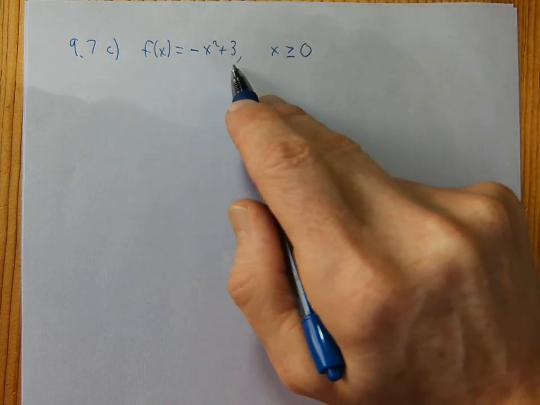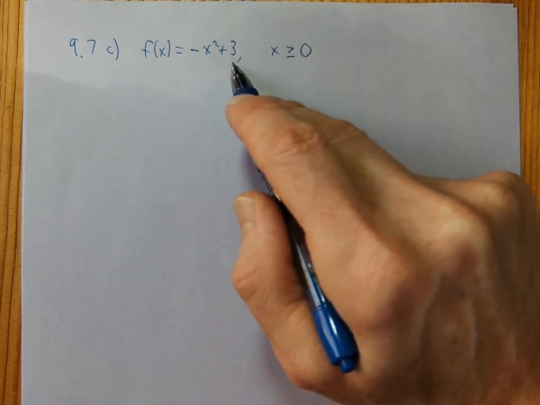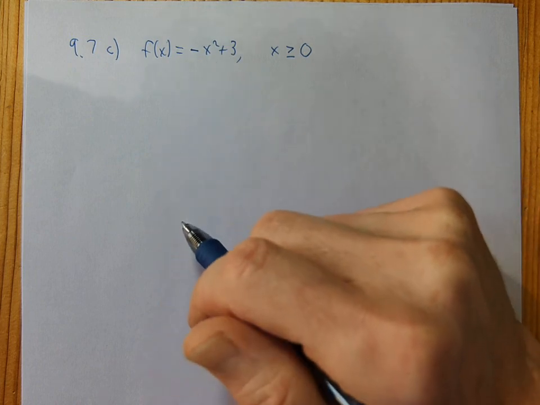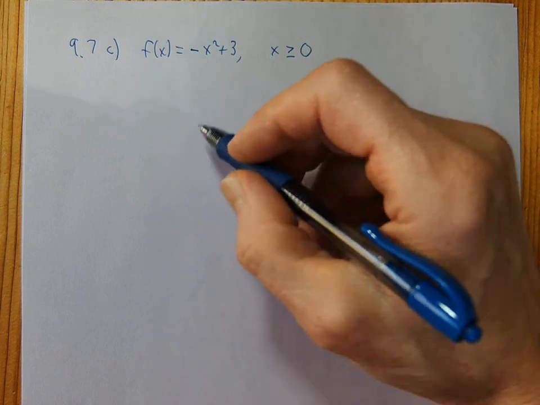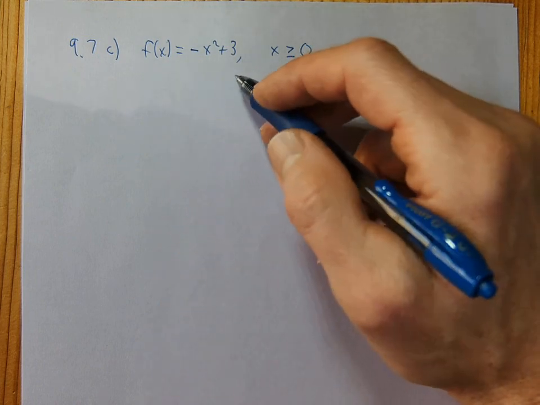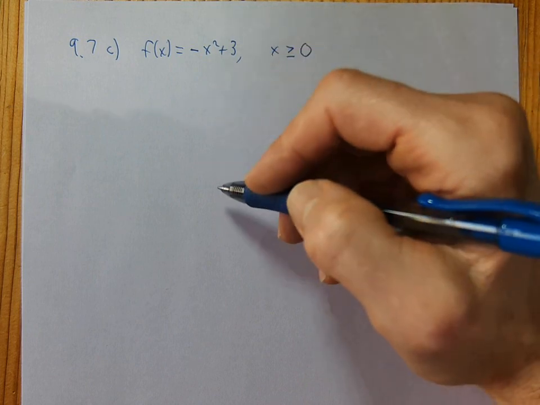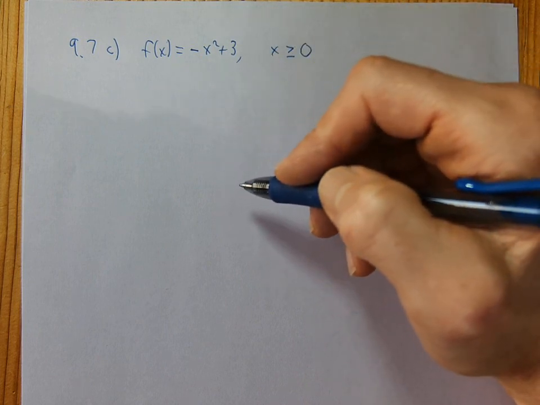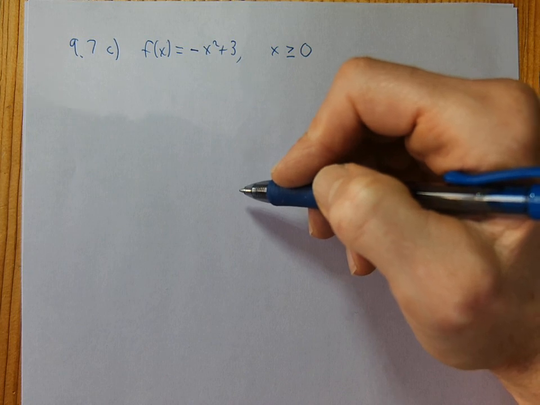We have a function negative x squared plus 3. And they want us to do about everything in this section, which is good practice. So it's good to do, which is graphing it, finding the domain, the range, which means the domain and range of the inverse function, because they're just switched. So actually do it once and you're pretty much done.